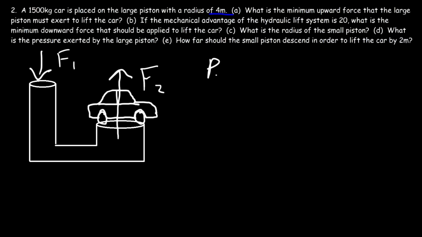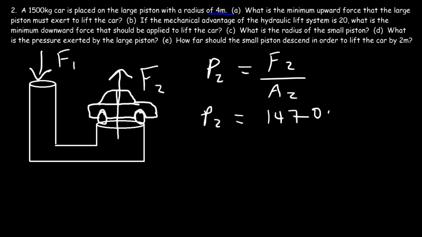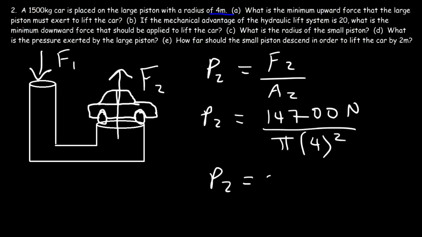So pressure is force divided by area. So the force exerted by the large piston, we know it's 14,700 newtons. And the area is pi r squared. And the radius of the large piston is 4 meters. So it's 14,700 divided by pi times 4 squared, or 16. So the pressure is 292.4 pascals. Keep in mind, 1 pascal is 1 newton per square meter.